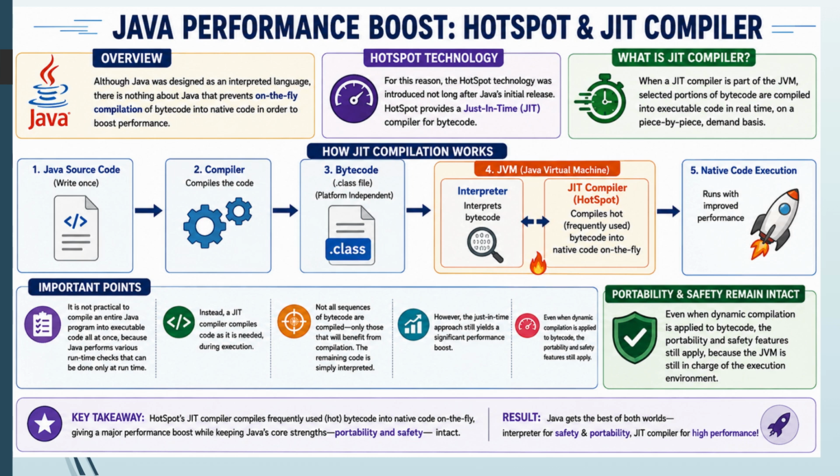Important points. It is not practical to compile an entire Java program into executable code at once because Java performs various runtime checks that can be done only at runtime. Instead, a JIT compiler compiles code as it is needed, during execution. Not all sequences of bytecode are compiled, only those that will benefit from compilation. The remaining code is simply interpreted.